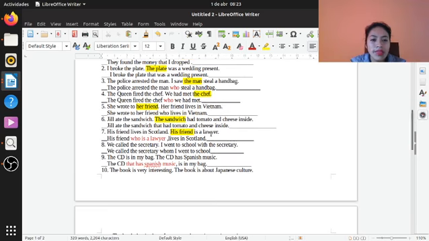Now, number 6. Jill ate the sandwich. The sandwich had tomato and cheese inside. What do we have in common? The sandwich. The sandwich is an object. That's why we are going to use that, okay? How is the sentence going to be? Jill ate the sandwich that had tomato and cheese inside. We don't have to use the sandwich again, right?